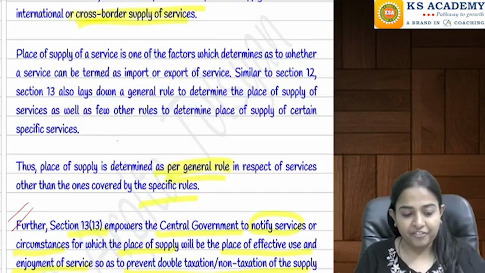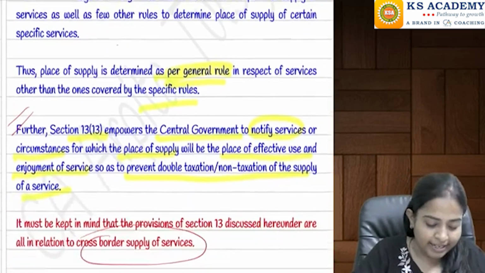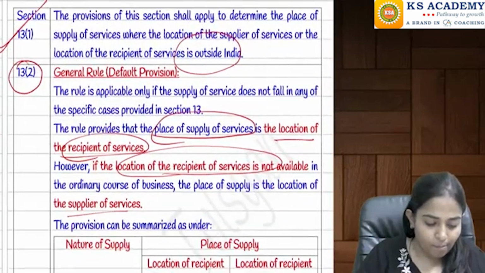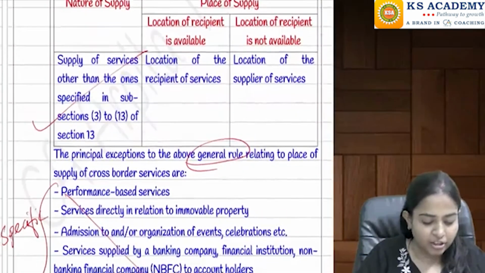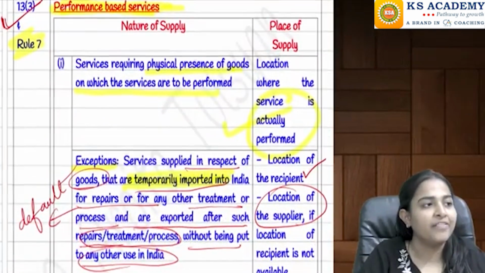Then after that, the next one. Section number 13.3. Let's go to the next one. This is your section number 13.2. Now let's start with the specific provisions. Everyone, are you there with me?